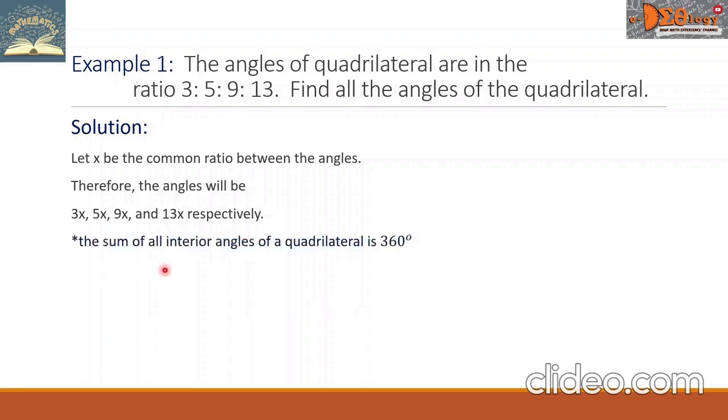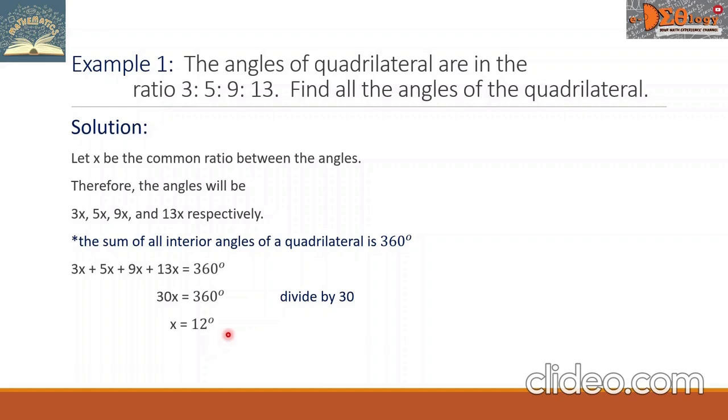We know that the sum of all interior angles of a quadrilateral is 360 degrees. Then we can write 3x + 5x + 9x + 13x = 360 degrees. If we simplify the left side, it becomes 30x = 360 degrees. Then we divide this by 30 to get the value of x as 12 degrees.